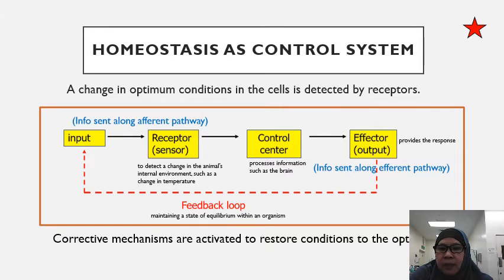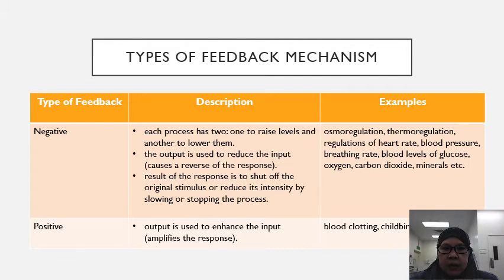Why? Because sometimes you need to correct, because you do not need to amplify or increase. When the temperature is being set back to normal, you don't just keep increasing the temperature or decreasing the temperature, right? So it has to have what they call a feedback loop. You need to restore the condition back to the optimum level. Under the types of feedback mechanism, there are two types, which are negative feedback and positive feedback.